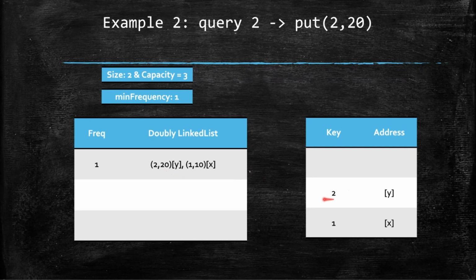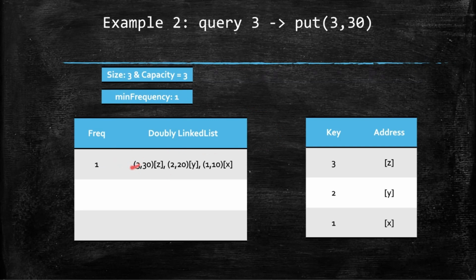And this address y will be kept here with the 2 comma y, right? Now the next query is put 3 comma 30. So now our size will increase by 3, and capacity is increased by 3. So now you can see that my cache has a size of 3, which is equal to capacity of 3. So now the minimum frequency is 1.